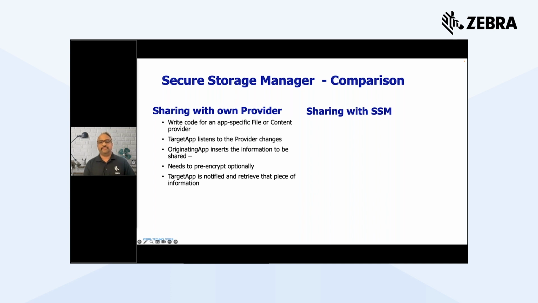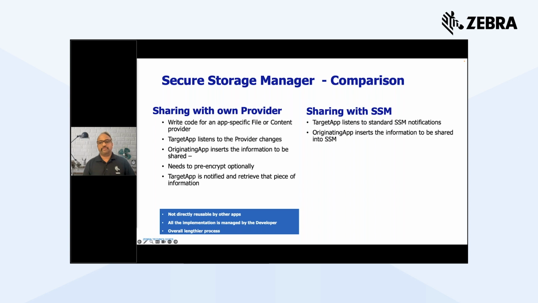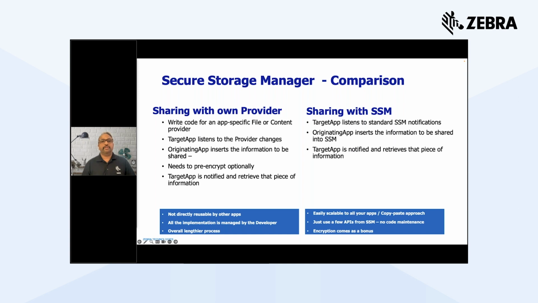It's a lengthier process. If we use SSM, it is easy to transmit the data from one application to another application. Target app listens to the standard SSM notifications. Originating app inserts information to be shared into the SSM. By default, encryption is enforced in this mechanism. Then the target app is notified and retrieves the piece of information. Overall, it is easily reusable, and encryption is by default and available from SSM.